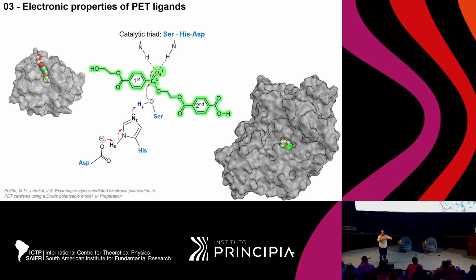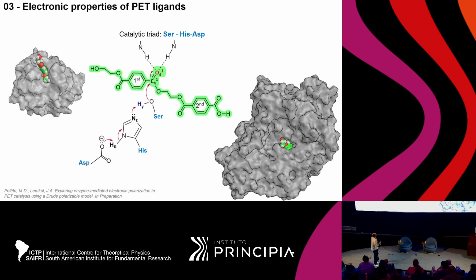We see that PET responds a lot to the environment, and that response will also happen inside an enzyme, because enzymes do that. They modulate the electronic properties of your substrate, modeling electronic density to cause a reaction. So the idea of those PET hydrolases, either PETase or METase, is that they are serine hydrolases.